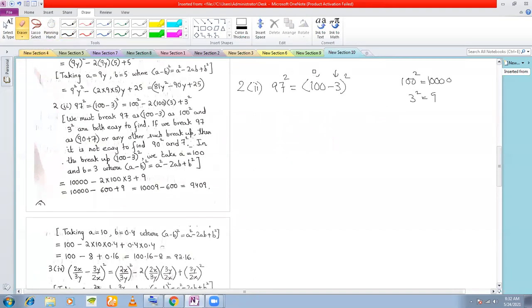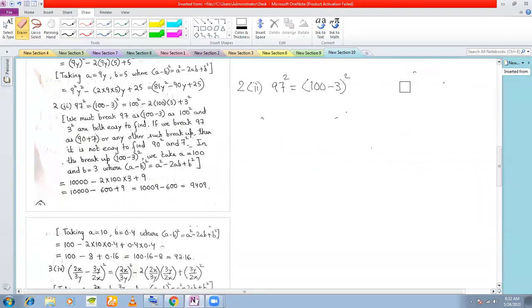But let us see if I break it up as any other, let us say 90 plus 7. So 90 plus 7 will not be too easy to square. 90 square will be a little difficult to square. 7 square is 49, but 90 square will be a little difficult. So that's why the easiest way to break 97 is 100 minus 3.